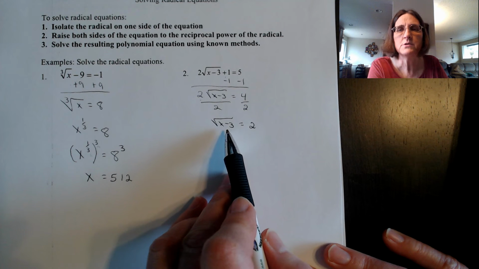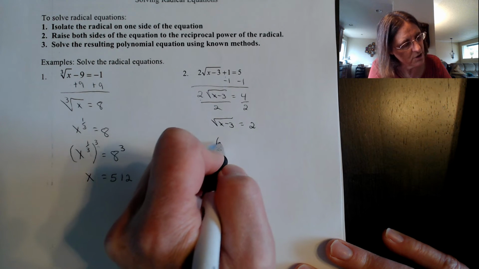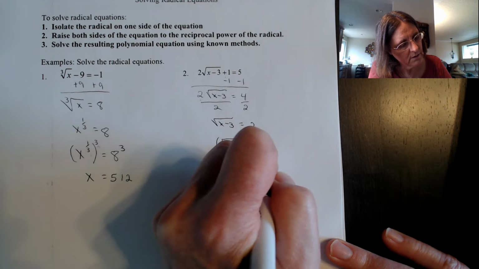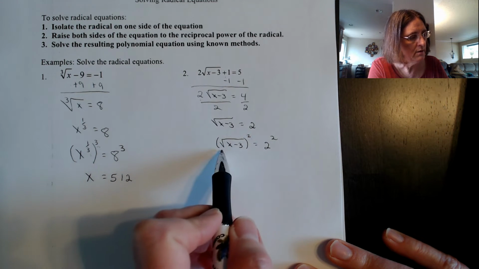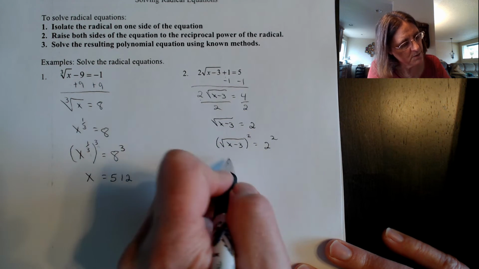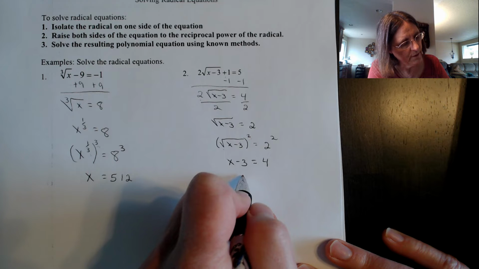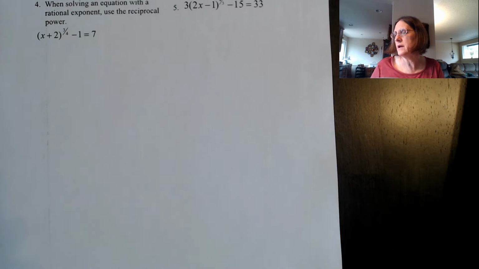The square root of x minus 3 is the same as x minus 3 to the 1/2. Our reciprocal power would be to the second power. So we can actually just take this radical, square root of x minus 3, and square it, as long as we square both sides of the equation. So we see that a square undoes a square root. When I square the square root of x minus 3, I'm left with just x minus 3, and that equals 4. Adding 3 to both sides gives us x is equal to 7. Okay, that's our first 2 examples. Let's look at 2 more examples.